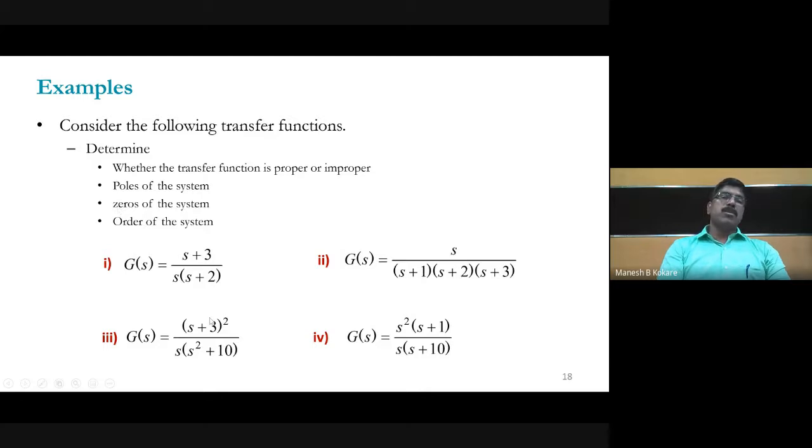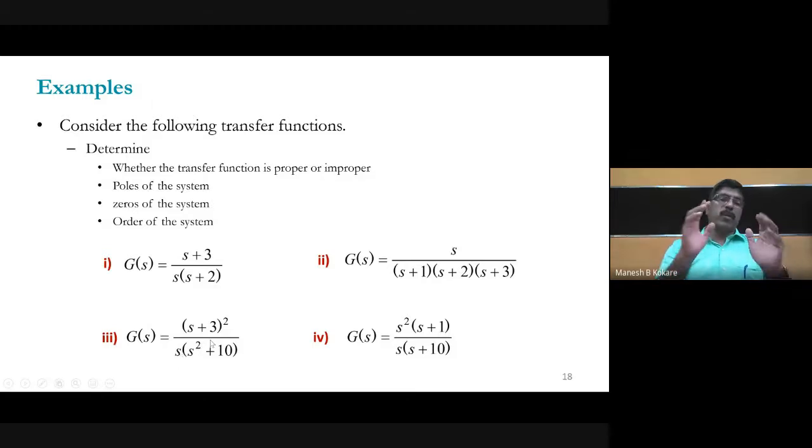Zeros of the system. This is a repeated zero at s equal to -3. How many repeated zeros are there? 2. So there are 2 zeros in this system, located at s equal to -3. Okay, and what is the order of this system? The highest power of the denominator is s raised to 3. So this is a third order system.